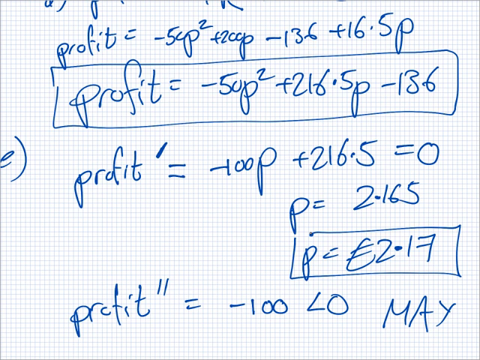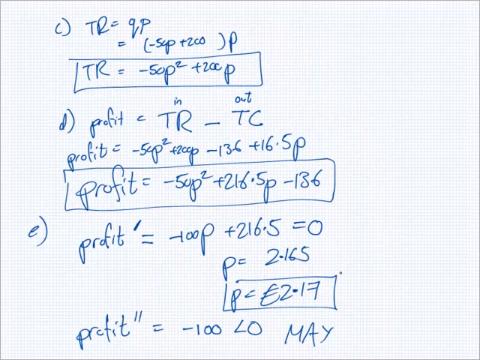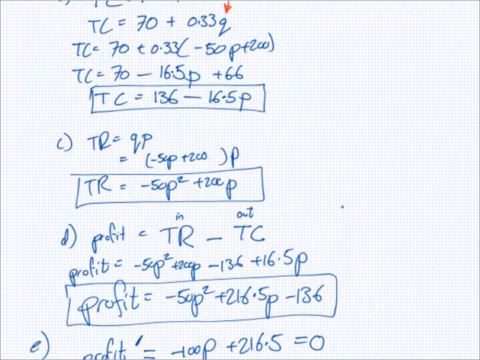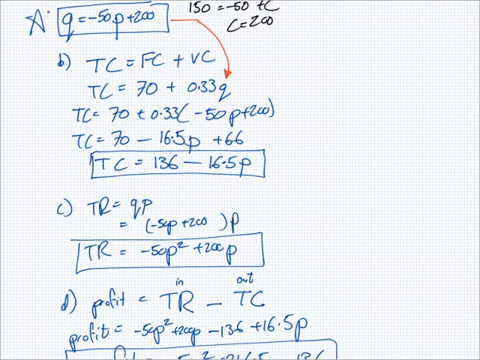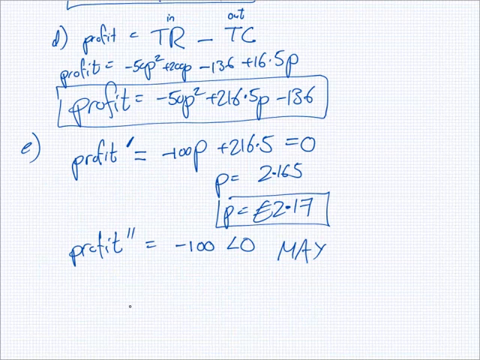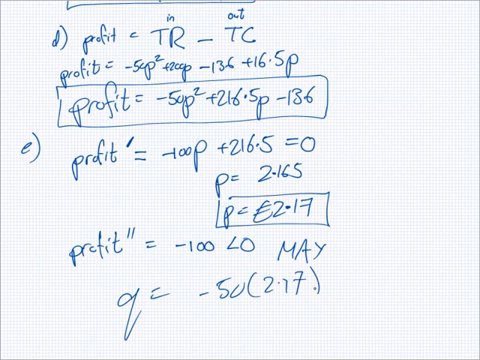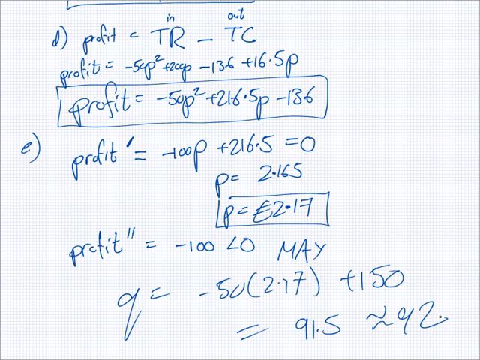If we want to figure out the quantity, we can just simply sub that back into this formula here. What is that actually? Can someone just sub that in, please? The quantity will be minus 50 times 217 plus 150. What's that? 91.5, so it's about 92 cups.